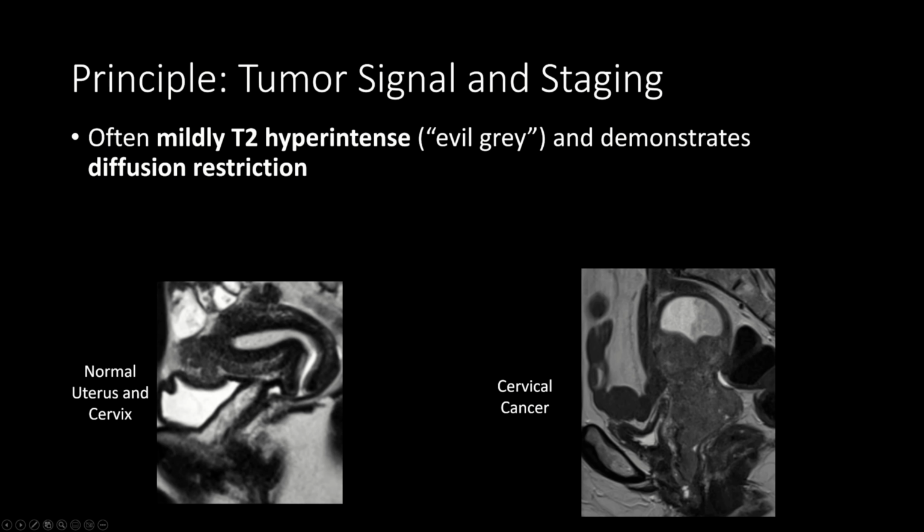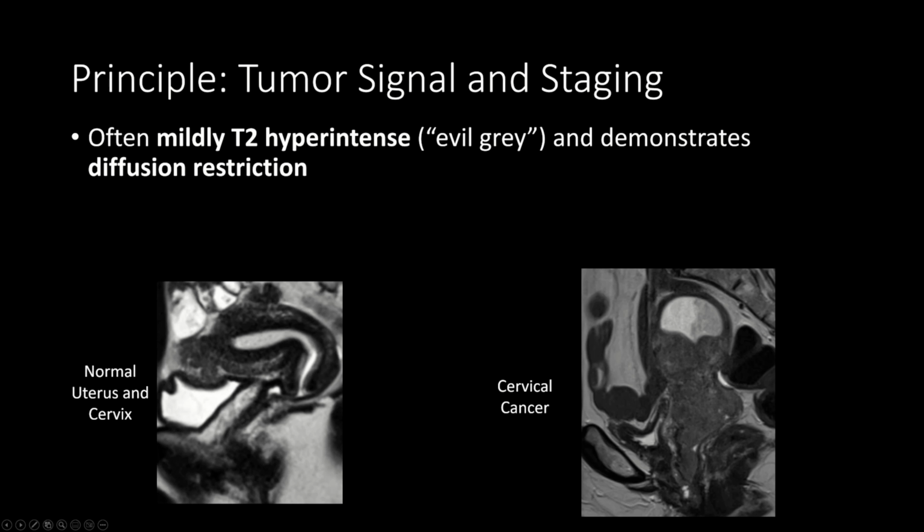This brings us to our last very important principle, the appearance of most malignancies on MRI, and the basic principle behind local staging of certain malignancies. Malignant tissue in the pelvis is often mildly T2 hyperintense. So here is an example of a normal uterus and cervix. Notice that again, the cervix is pretty dark here on T2 weighted images. This here on the right is a very advanced case of cervical cancer. All of this mildly T2 hyperintense tissue here is all malignancy.